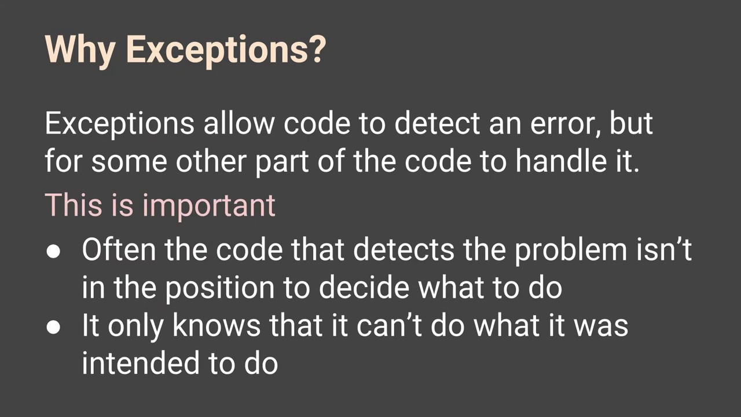Okay, so why exceptions? Why doesn't the open command simply return None or some sort of flag value that says, "Oh, I couldn't open the file"? What's the benefit of using these exceptions? The most important part is that it allows us to write code to detect an error, but have some other part of our program actually handle it. So, for instance, the open command can do a lot of work to detect the fact that the file does not exist, but it doesn't need to figure out what to do about it. It's not going to print out an error message.